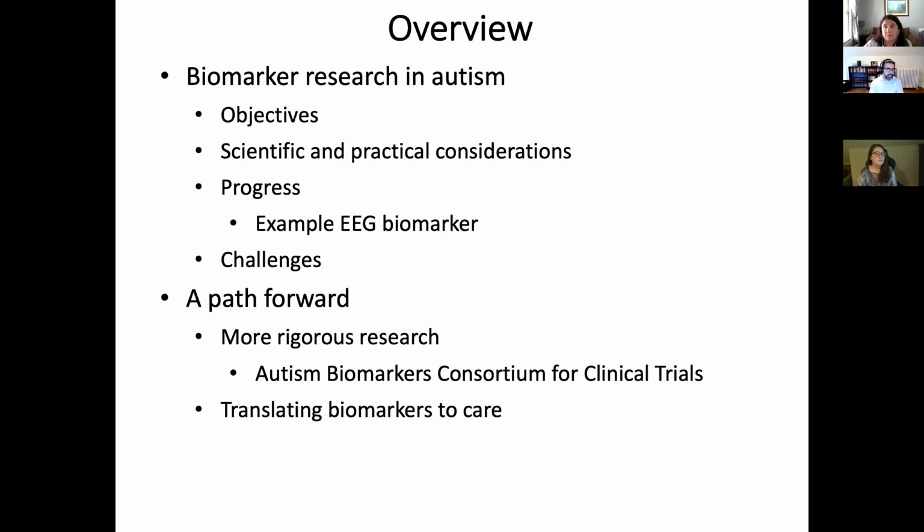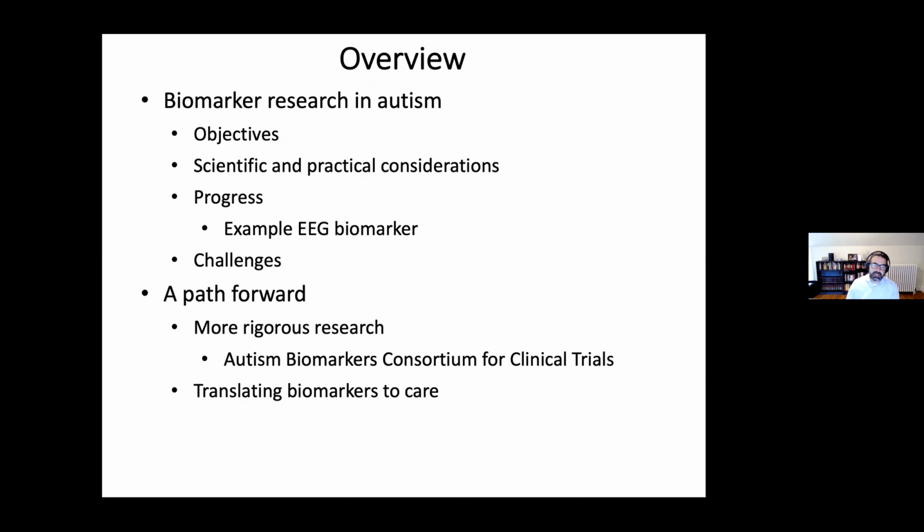What are some of the objectives for it? What I see is some key scientific and practical considerations. I'll give an example of a biomarker in which we as a field have made significant progress, an EEG biomarker, and then I'll talk about some challenges that I see in really getting to a stage where they could be useful in our clinical work and in clinical research. And then I'll talk about some strategies to do this.